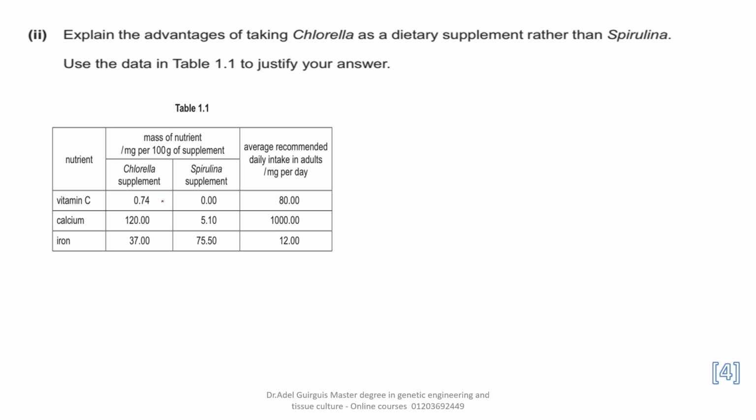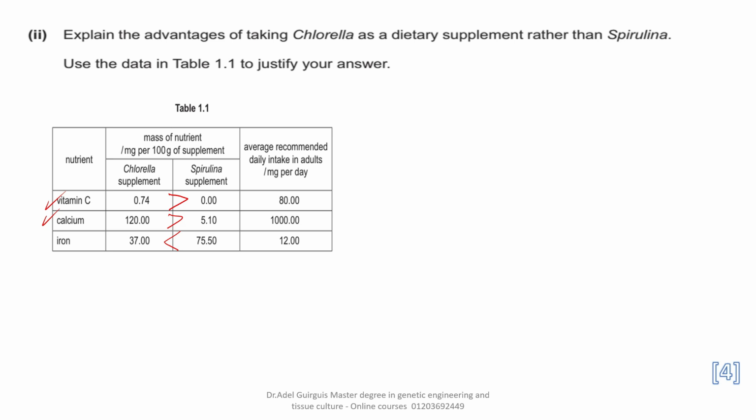Chlorella contains more vitamin C than spirulina. It also contains more calcium than is found in spirulina, but less iron. Okay, so what's the advantage of taking chlorella as a dietary supplement rather than spirulina? We have to mention and discuss only these two items, vitamin C and calcium.